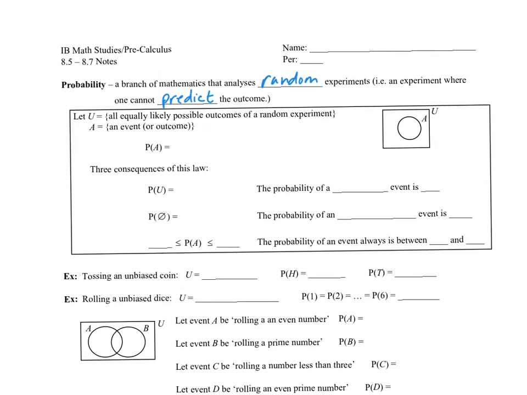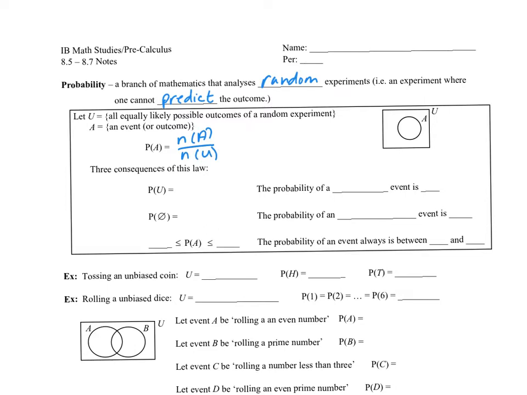So let's take a look at probability in terms of a Venn diagram. We're going to let our universal set represent all equally likely possible outcomes of a random experiment. And we're going to let A represent a particular event or a particular outcome. So to find the probability of that particular outcome of A happening, we're going to take a ratio of the number of ways that A can occur and the number of items in the universal set.